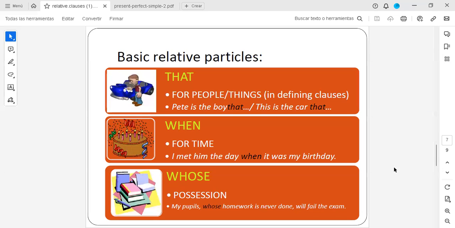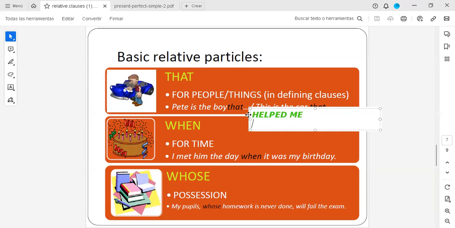That. Recuerden que that puede ser lo utilizamos para personas o cosas también in defining clauses, solamente con defining clauses. Para sustituir ahí el who también. Pete is the boy that, o Pete is the boy who, this is the car that. O sea, ese that puede reemplazar cualquiera. Pete is the boy that, for example, that helped me. Pete is the boy that brought a book, for example. Pete is the boy that came yesterday.